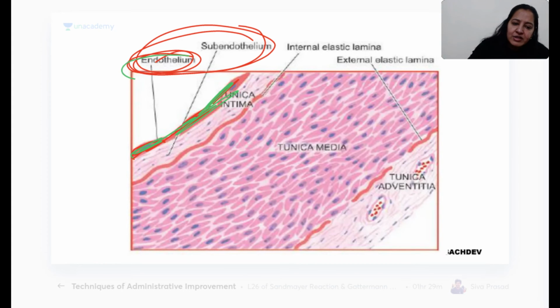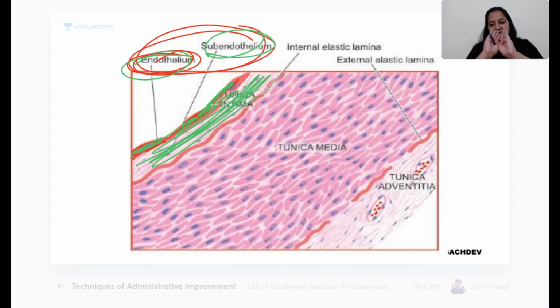I am marking with green. So endothelium is lined by endothelial cells. And just behind the endothelium, there is subendothelium made up of collagen. This is subendothelium. So first there is endothelium, then there is subendothelium. Subendothelium is made up of collagen. Please mind it. In atherosclerosis, it is important. It is important when I will explain you atherosclerosis.